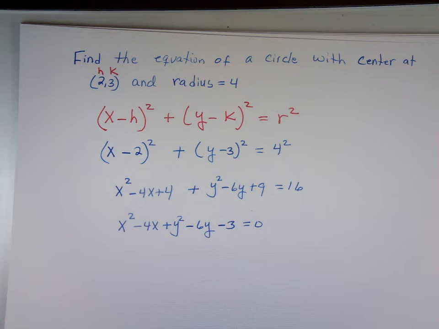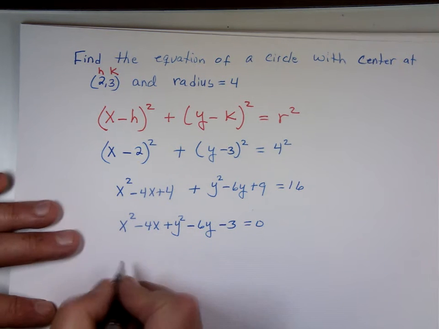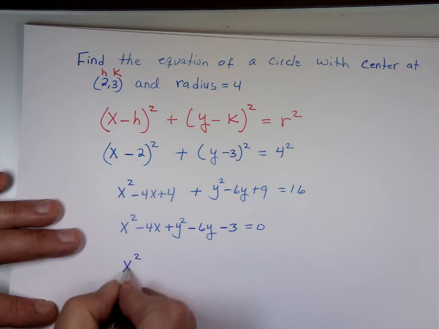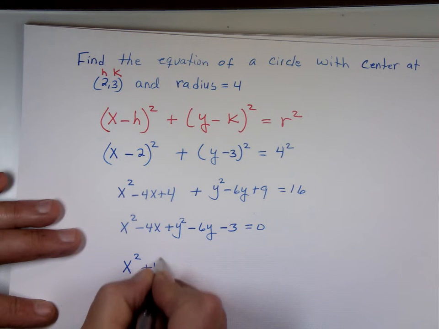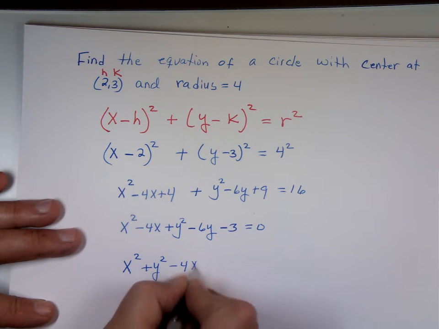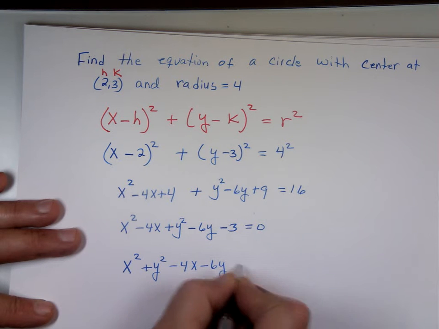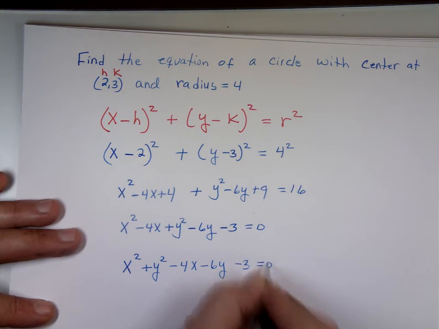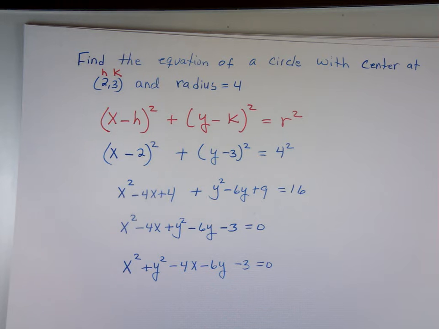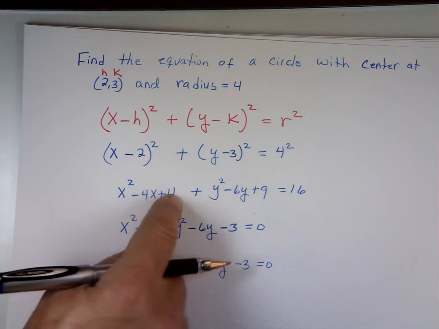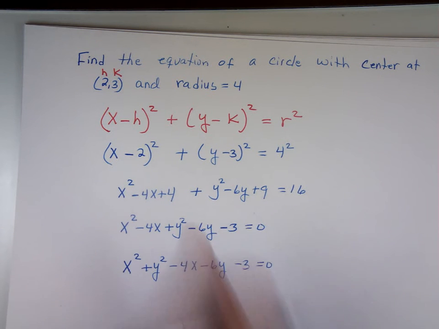A lot of times they put the squares first. You might see that written like this: x squared plus y squared minus 4x minus 6y minus 3 is equal to 0. Can you move that 16 over and then collect like terms? Sure you can. That's why I did them. I just did them one step. I said 4 and 9 is what? 13. Bring the 16 is negative.